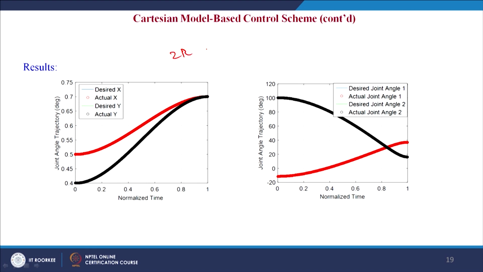Similarly, for the two link planar manipulator case, we are able to obtain the desired trajectories. This is basically the end effector position, which is in centimeters, and this is also the joint angle trajectory.